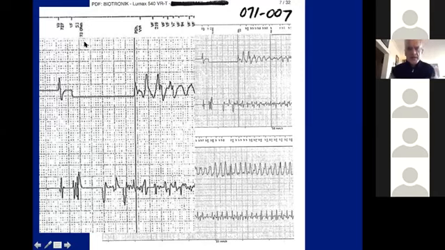So the device was seeing noise. Noise eventually triggered a shock, and the shock, by the RNT phenomenon, triggered ventricular fibrillation. So this is an example of false detection of VF because of noise, triggering real VF.